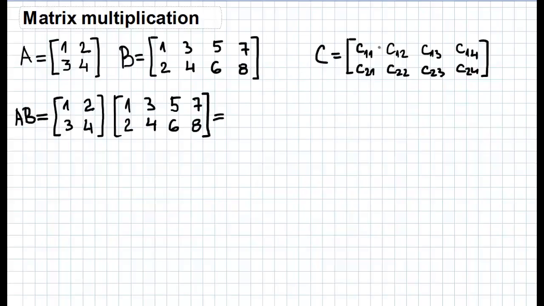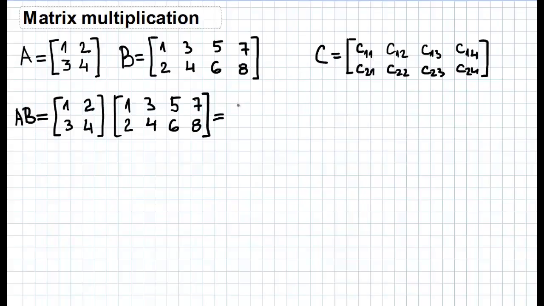To calculate element C11, you must select the first column of matrix A and the first row of matrix B. Then you multiply each element from the selected column by the corresponding element from the selected row and sum all these products. To calculate C12, you select the first column of matrix A and the second row of matrix B and then repeat the previous procedure. For C13, you select the first column and third row. For C14, you select the first column and fourth row. For C21, you select the second column and the first row. For C22, the second column and second row, and so on.